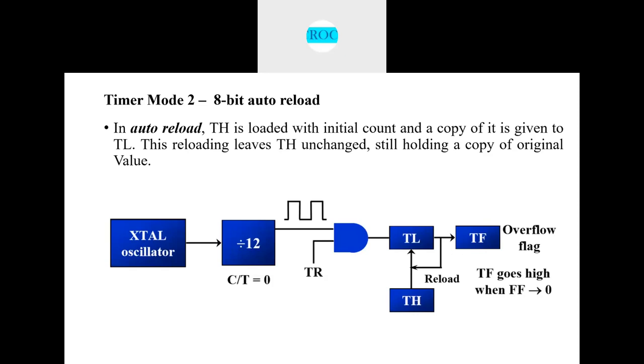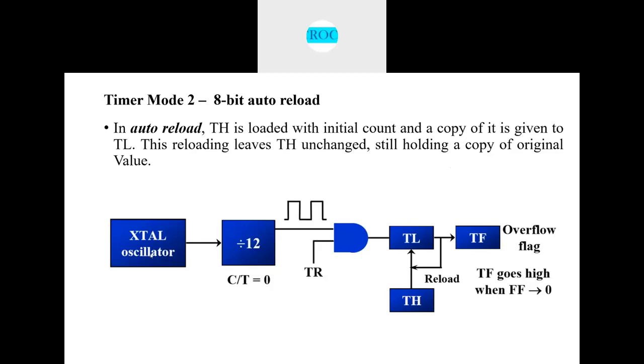It means that whatever initial count value we load into the higher byte register, after reset the TH register still remains the same. It is not changing. Only the TL register is reloaded with the value in the higher byte register. As I said, the TH register is unchanged, still holding a copy of the original value, the initial count value.